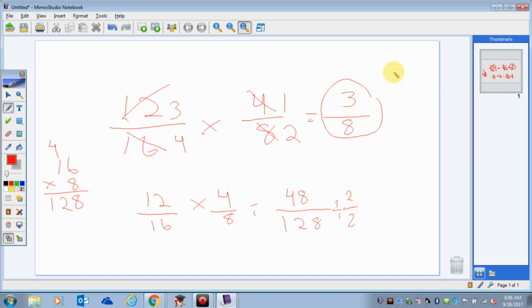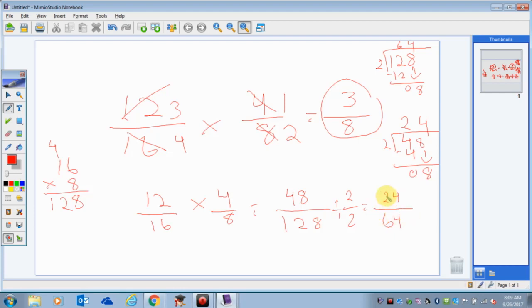48 divided by 2. So now we have to come up here and do that math. 48 divided by 2. 2 will go into 4 twice. Bring down your 8. 2 will go into 8 4 times. So this is going to be 24 over, and then we got to do 128 divided by 2. 2 will go into 12 6 times. 2 will go into 8 4 times. So I've got 24 over 64.